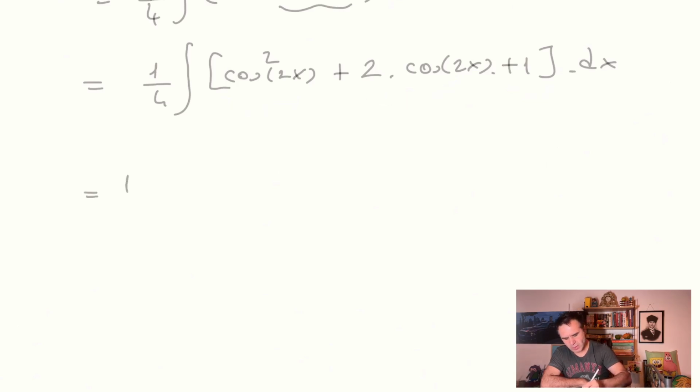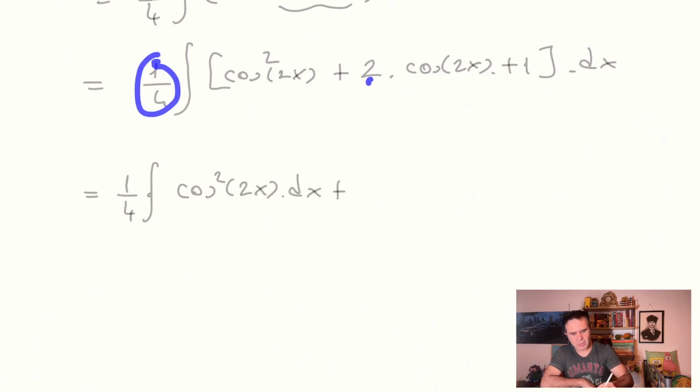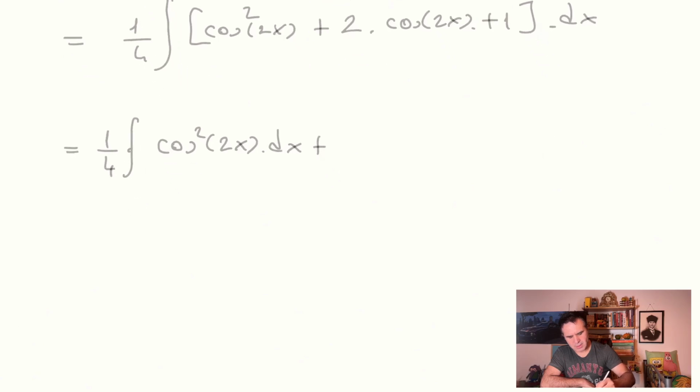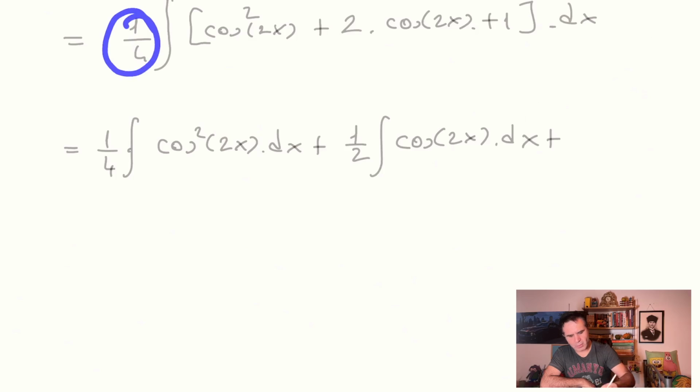Then I will separate these parts. This will be 1 over 4 times the integral of cosine square of 2x dx plus 1 over 4 times 2 times cosine 2x, and 1 over 4 times 2 is equal to 1 over 2. Then the integral of cosine 2x dx, plus 1 over 4 times 1, which is 1 over 4, times the integral of 1 dx, and this is dx.